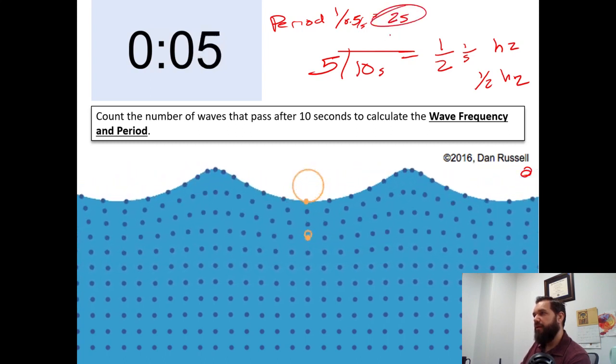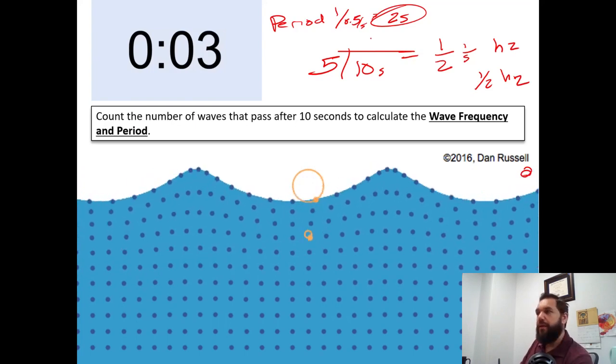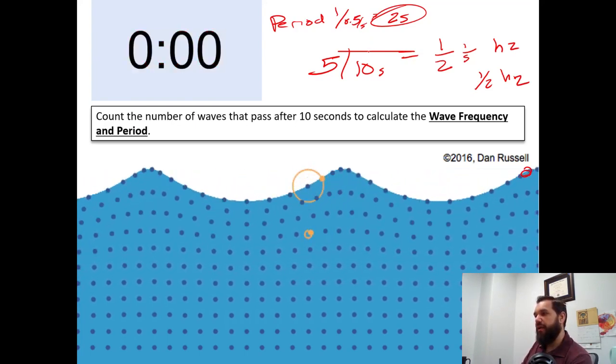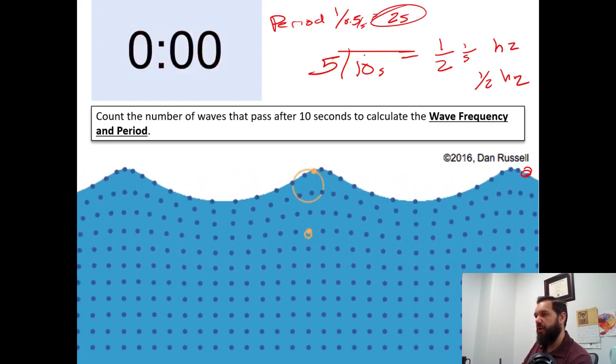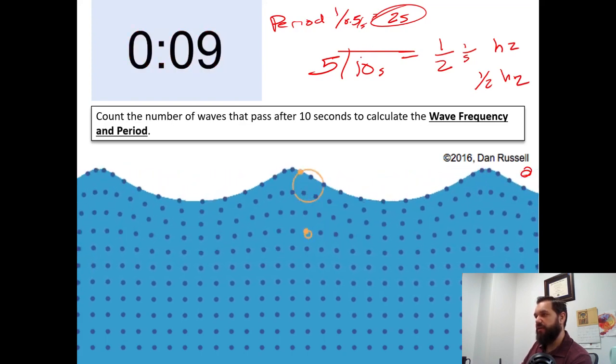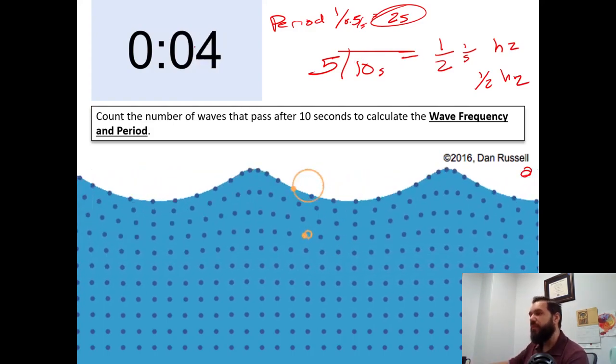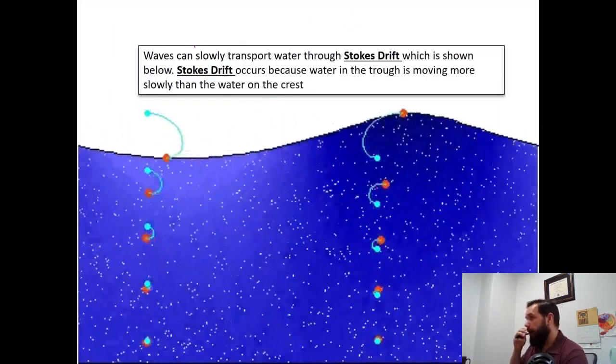Okay, so 1 divided by 0.5 is 2, and so you end up with 2 seconds. So the period of this wave is 2 seconds. That's how long it takes to go from crest to crest. So anyway, let's go on to the next one here.